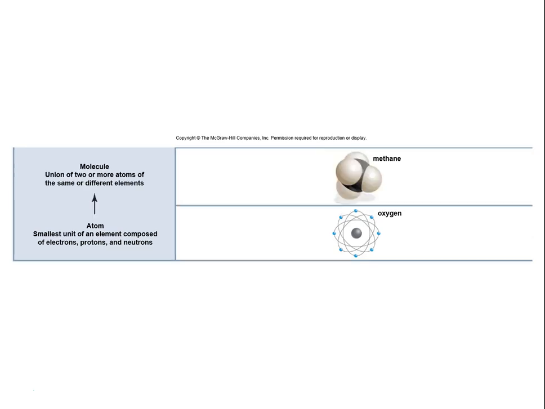All right, moving up from there, molecule. Okay, so two or more atoms of the same or different elements. The example of an atom here is oxygen. If we talk about a molecule, methane. Obviously, you can probably think of a bunch of other molecules right now, or a bunch of other examples of atoms as well.